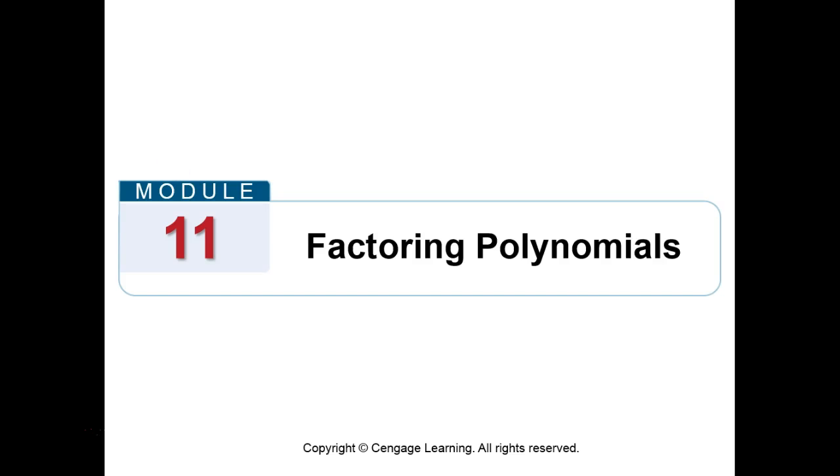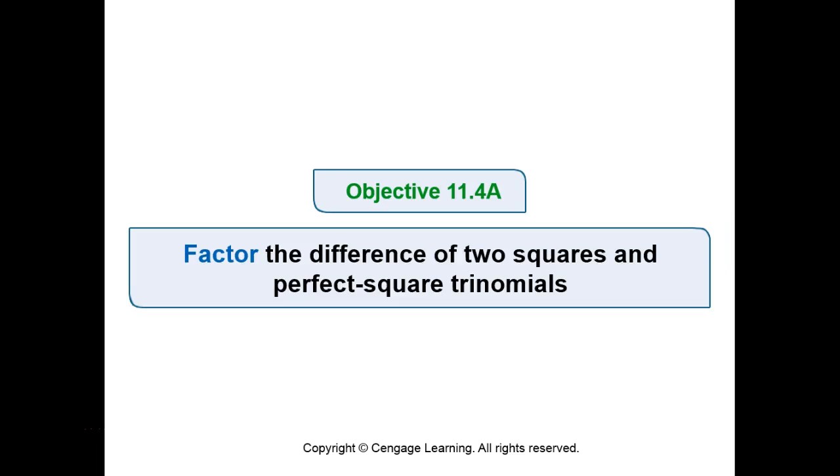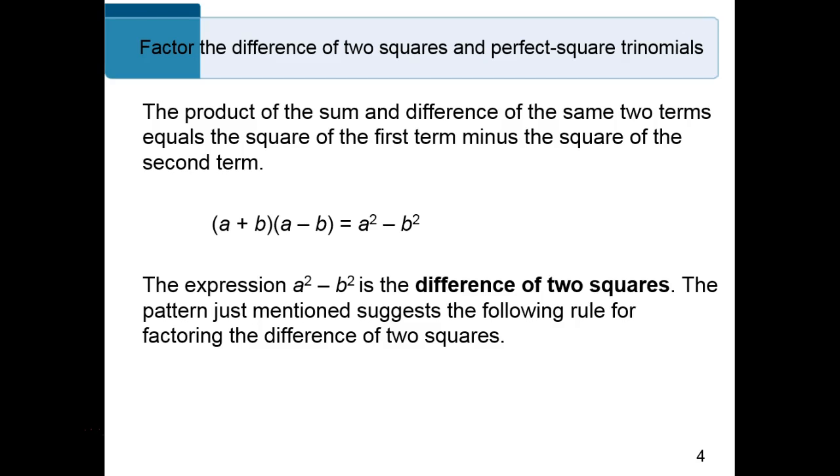Factoring polynomials, module 11. Now we're going to 11.4, special factoring. All factoring is special, isn't it? 11.4A, factor the difference of two squares and the perfect square trinomials. Now this is just basically a review of what we did in the last chapter, on the last test, in 10. We looked at something like this. You can't see this, but if you write a plus b times a minus b, but don't write the answer.